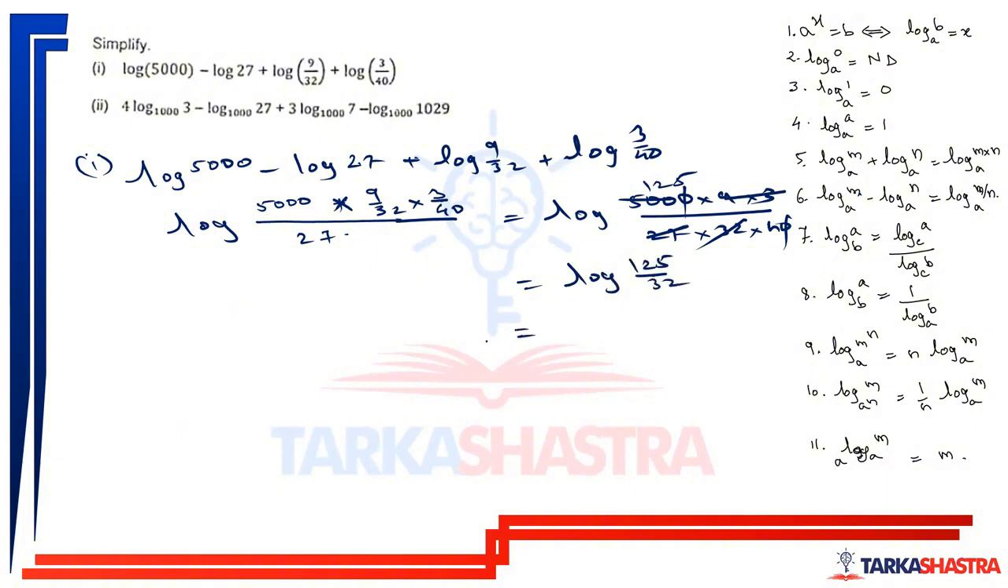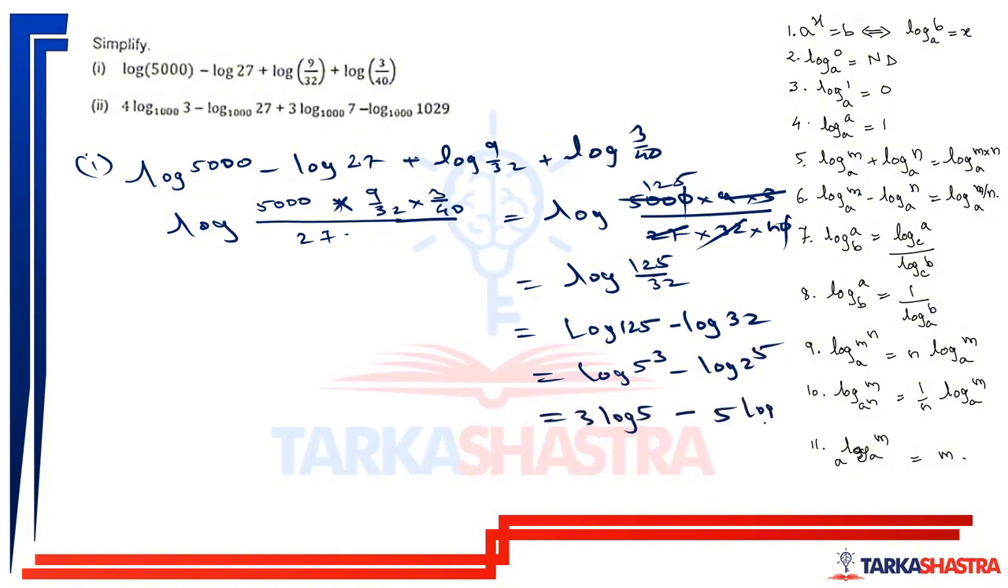Or we can solve it further. It is log 125 minus log 32, which is log 5 cube minus log 2 to the power 5, which is 3 log 5 minus 5 log 2. Okay, so this is how we simplify the logarithm. Now it is not possible to simplify further, that is why we are not doing it. Generally your option might be in this format or it might be in this form.